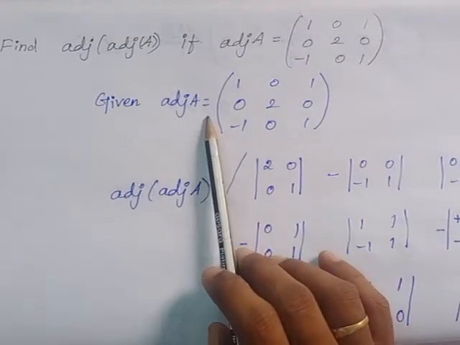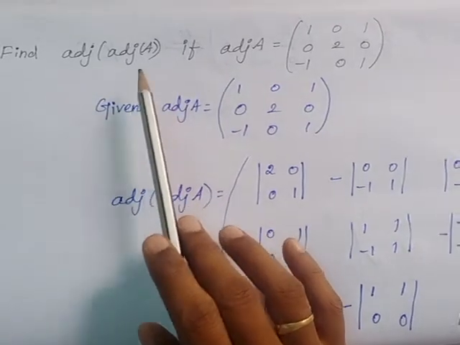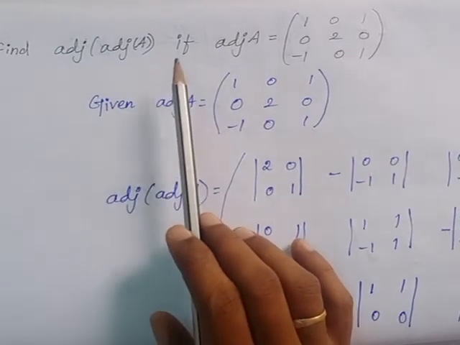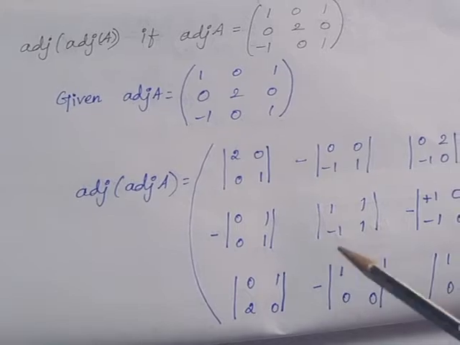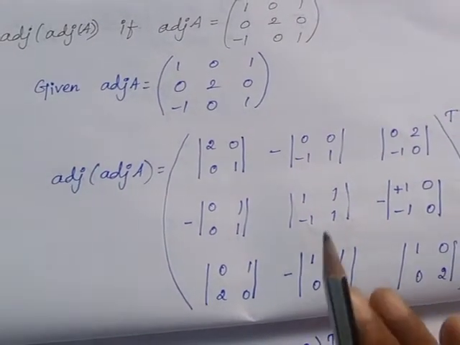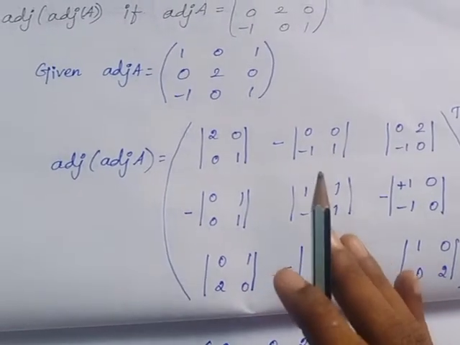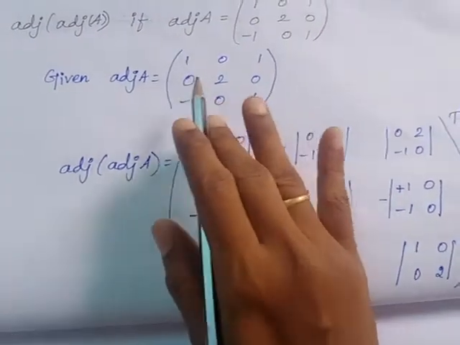So the given matrix is adjoint A. You just have to find the adjoint of adjoint A. Adjoint of adjoint A is nothing but the transpose of the cofactor matrix. So you just take the transpose of the cofactor matrix of adjoint A.